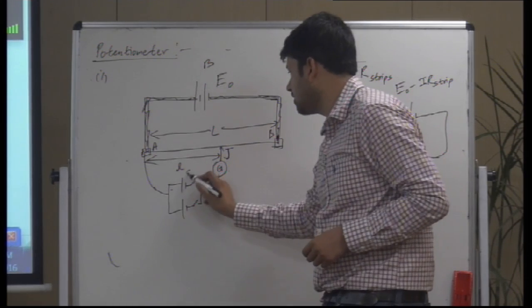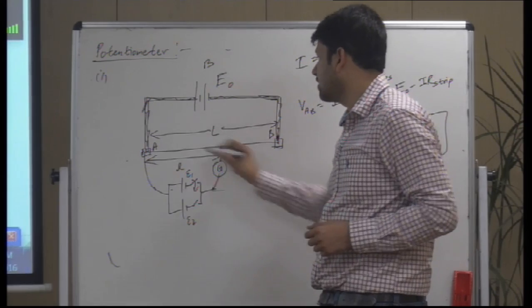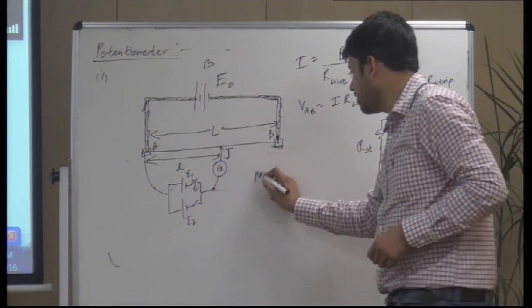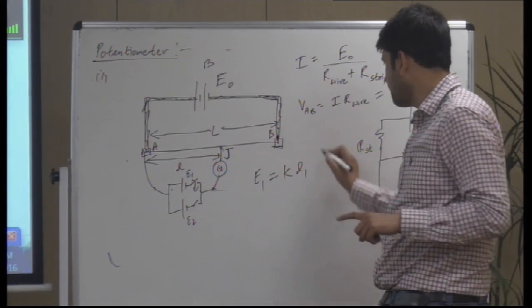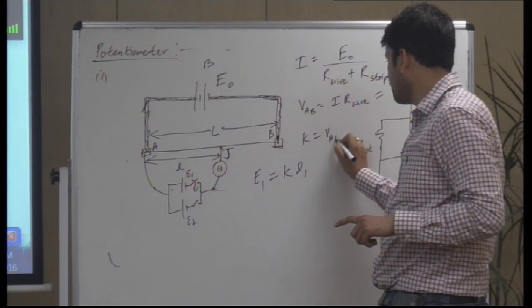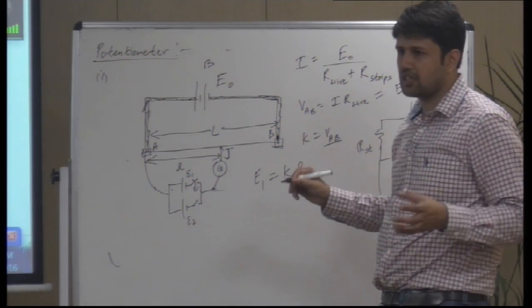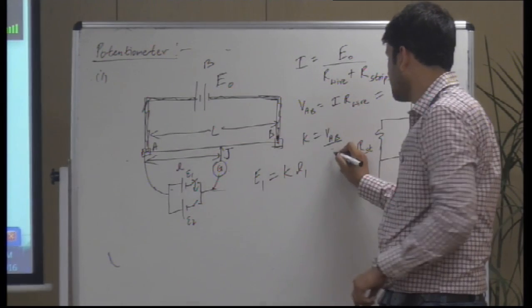This is easy. E1, E2. When E1 is connected, a balance length is found. Okay, we can say E1 would be how much? Potential gradient into L1. Potential gradient, do you remember? It is a universal thing now. Whenever you see a potentiometer experiment, try to find the potential gradient. So it would be voltage upon the total length.